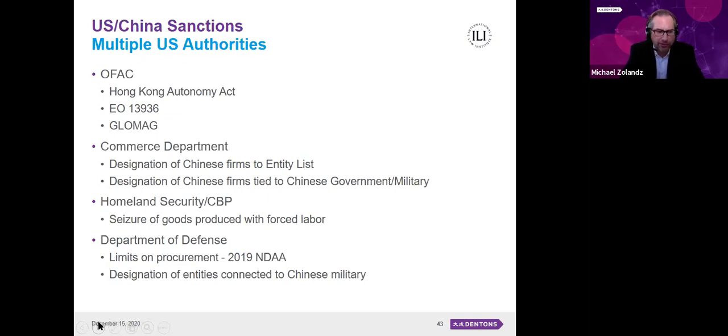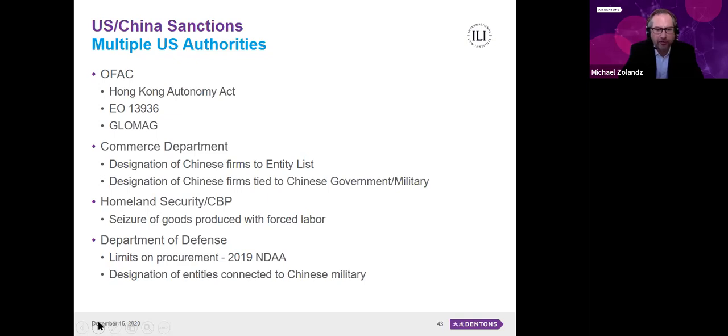Also, the Department of Homeland Security, Customs and Border Protection, are focused on seizure of goods that are produced with forced labor. So again, not exactly the same sanctions authority that we're talking about under the Hong Kong Autonomy Act or Global Magnitsky, but nevertheless, CBP and Homeland are taking a hard look at inbound goods that may have been produced in the Xinjiang province or with forced labor more broadly.